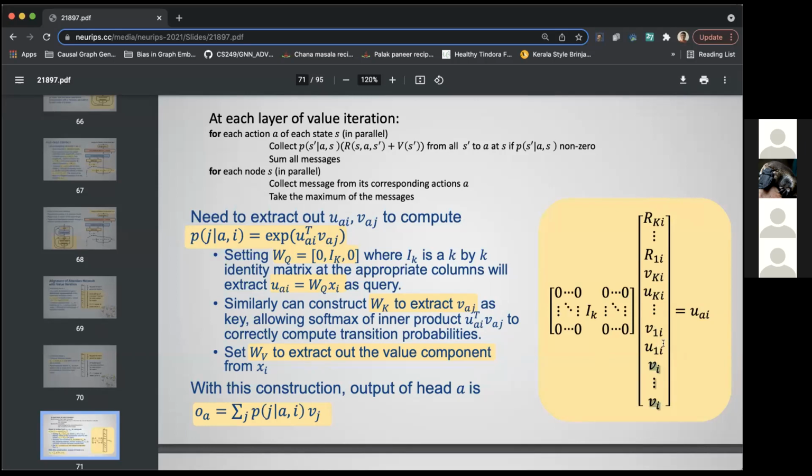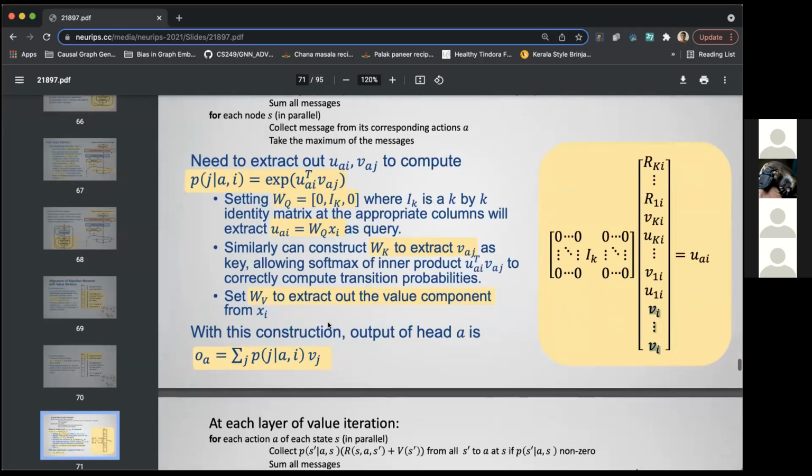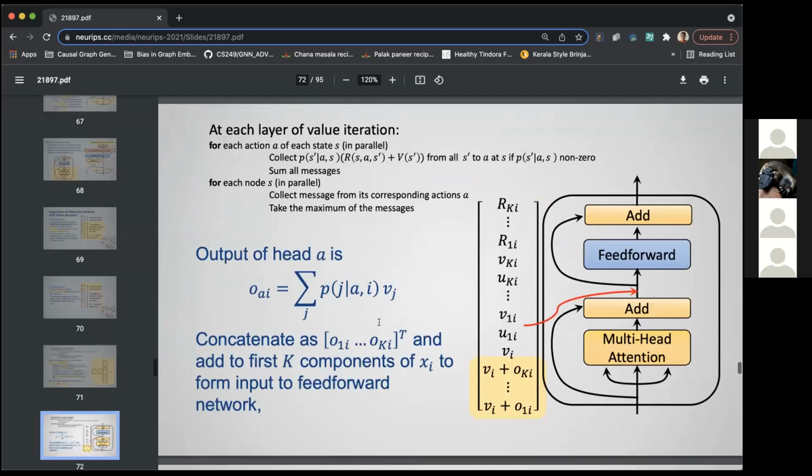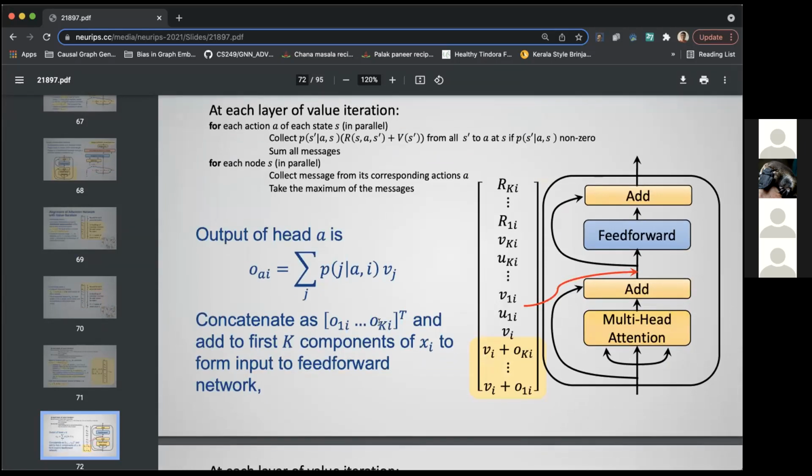So once we select out all these log probabilities, and then we multiply all of them together and exponentiate to get the transition probabilities, we're going to multiply these transition probabilities by the bottom part of this vector to then get the output for a single head. And then once we get the output for a single head, we can concatenate all these outputs together and add them to the first bottom k components of the input vector.